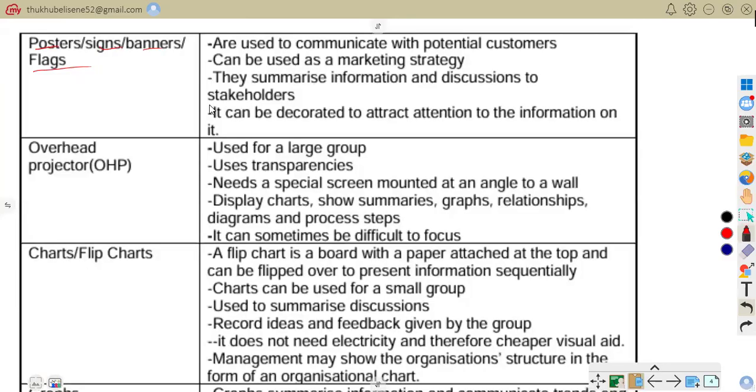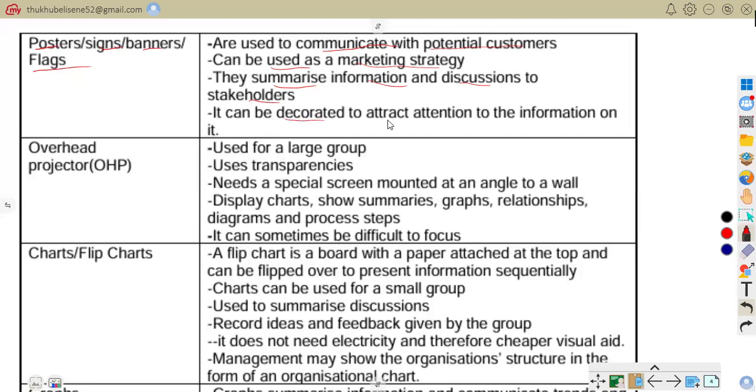So with posters, signs, banners, and flags, as they're saying, are used to communicate with potential customers, meaning they provide information to attract customers. They can be used as a marketing strategy, meaning they help promote the business and its products. They summarize information and discussions to stakeholders, meaning they present important information briefly.